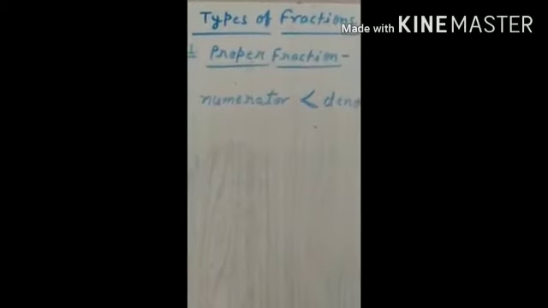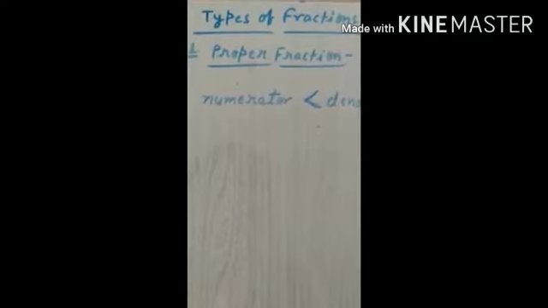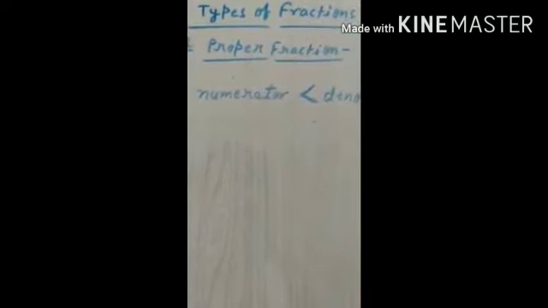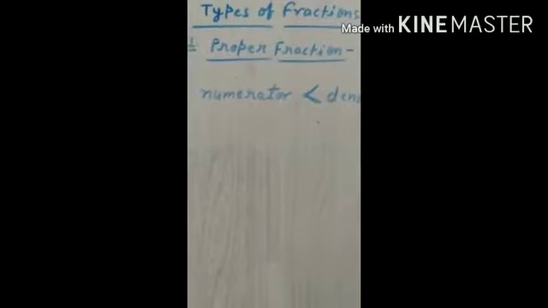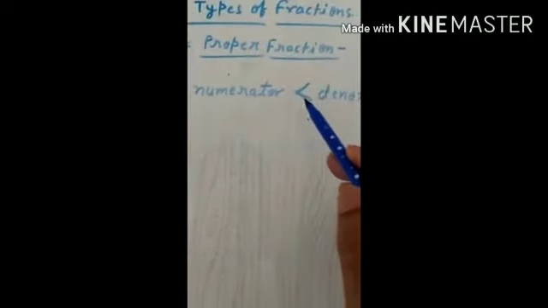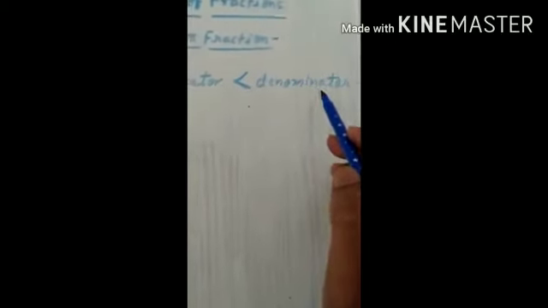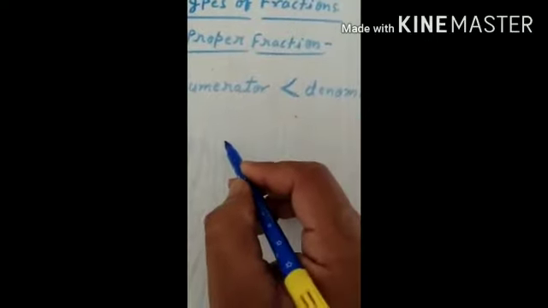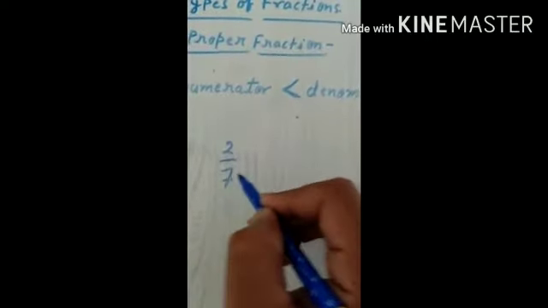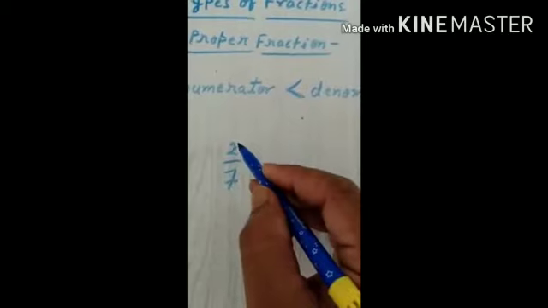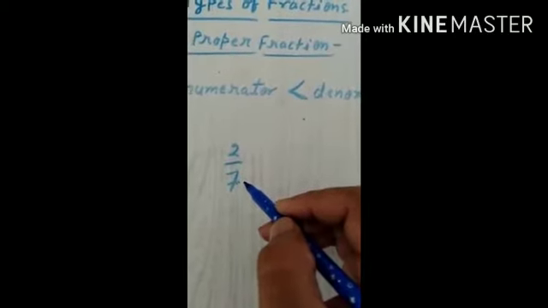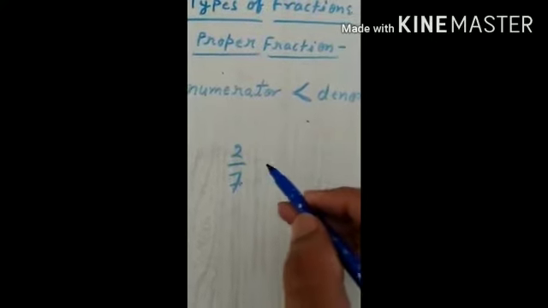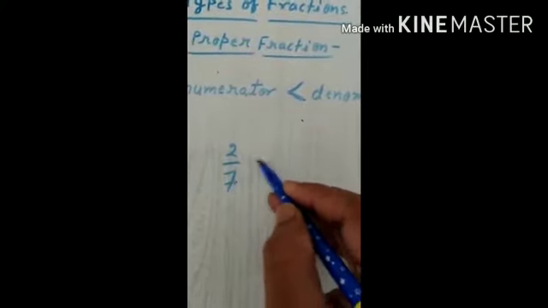Types of fractions. First, proper fraction. What is a proper fraction? A fraction whose numerator is less than the denominator is called a proper fraction. For example, 2 by 7. Here 2 is less than 7. It means the numerator is less than the denominator. So it is called a proper fraction.